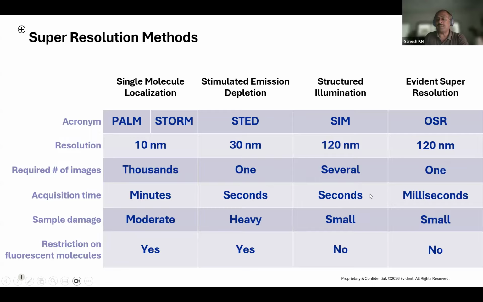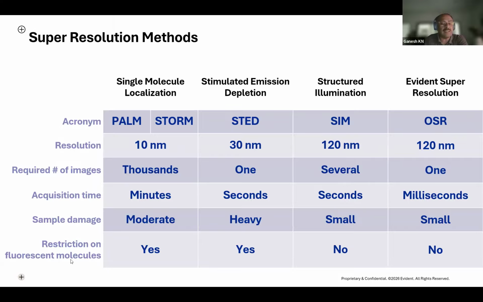Structured illumination was similar, where you were imaging the same sample without the need of any specialized sample preparation, but it used to take around 8, 9 to 12 images or 15 images. So the total time required to complete one image is seconds. Sample damage is lesser, because compared to the thousands of images, here you are taking only a few images. So relatively lesser photo damage.